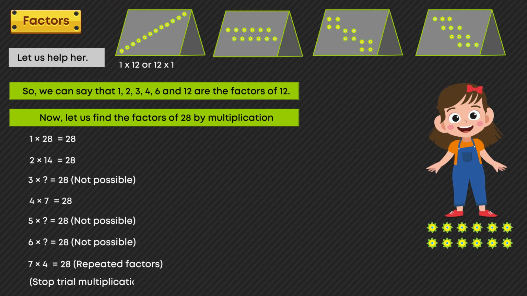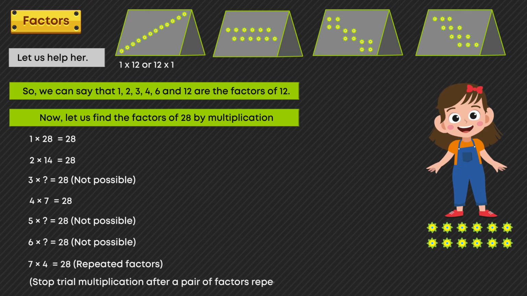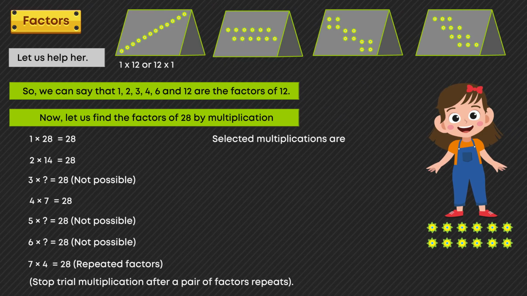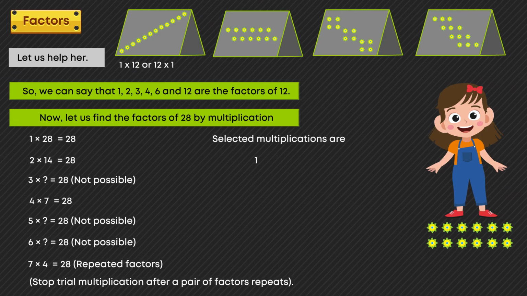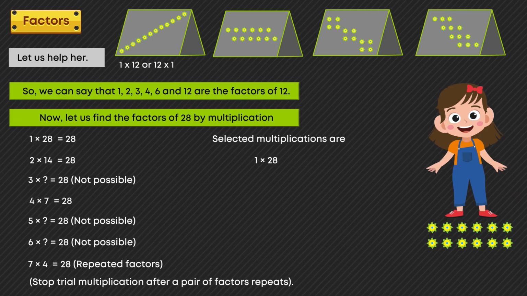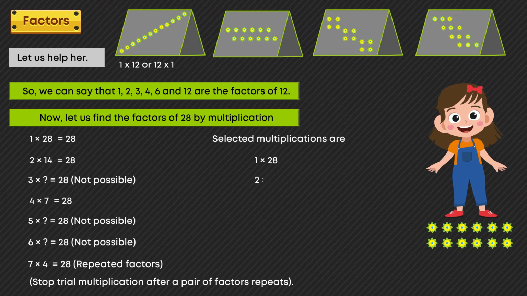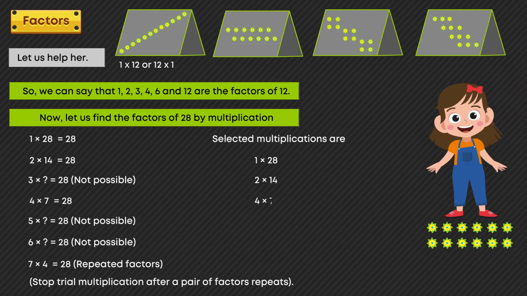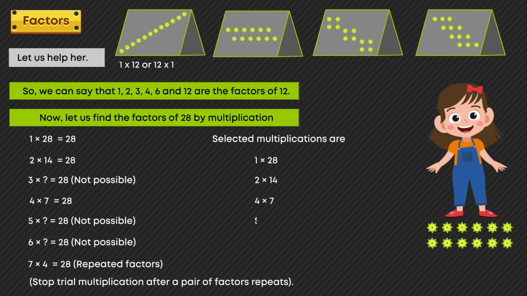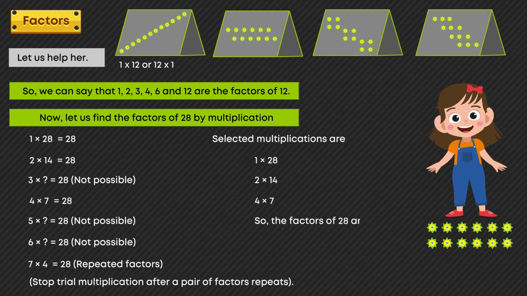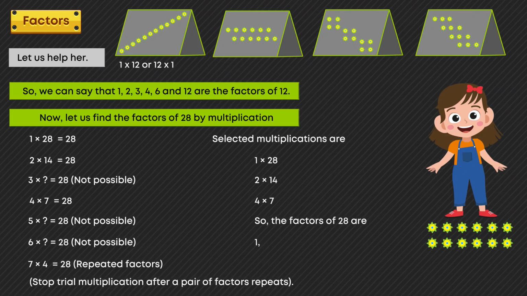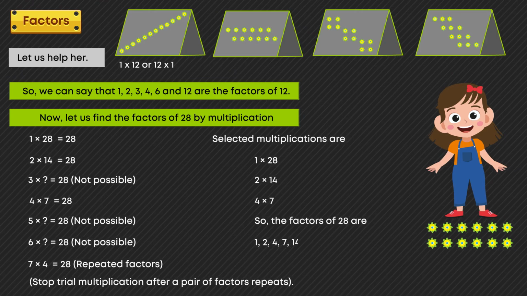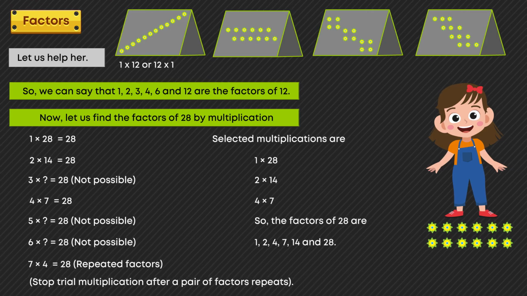Stop trial multiplication after a pair of factors repeats. Selected multiplications are 1 into 28, 2 into 14, 4 into 7. So, the factors of 28 are 1, 2, 4, 7, 14, and 28.